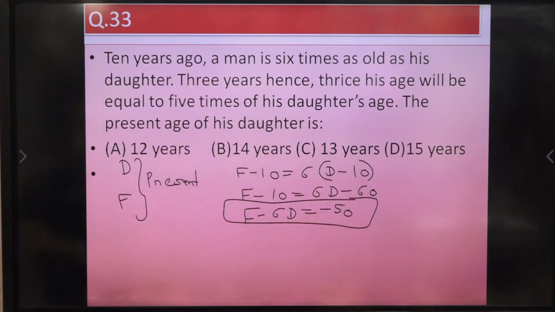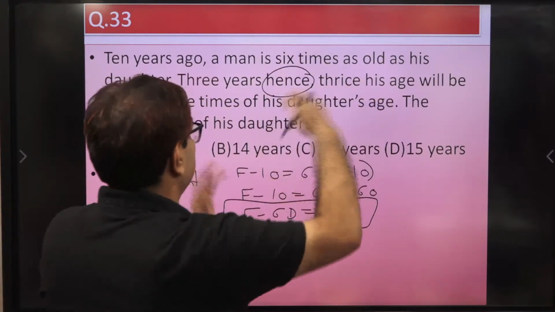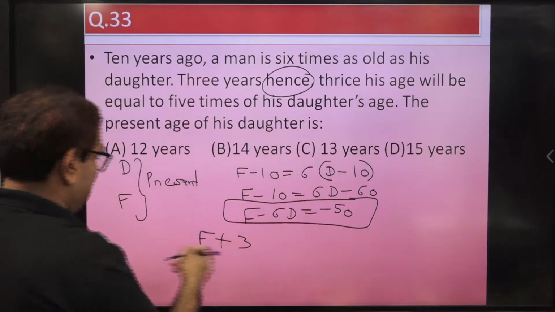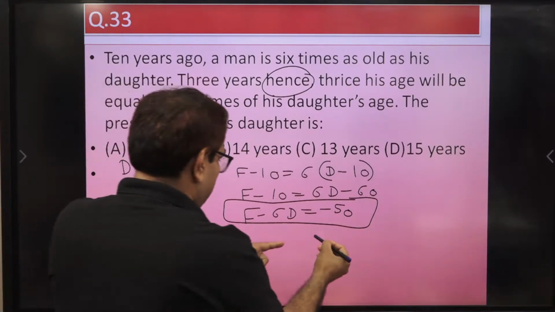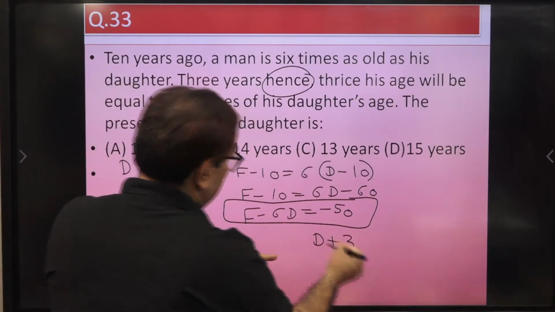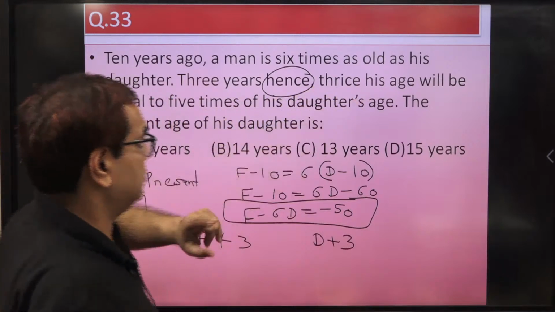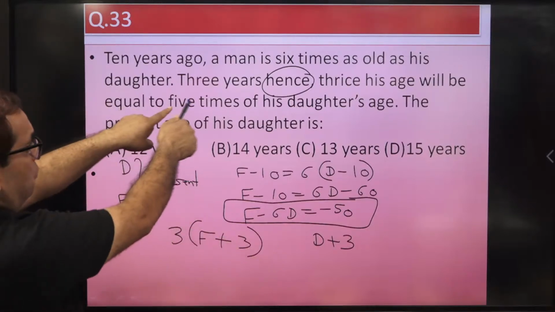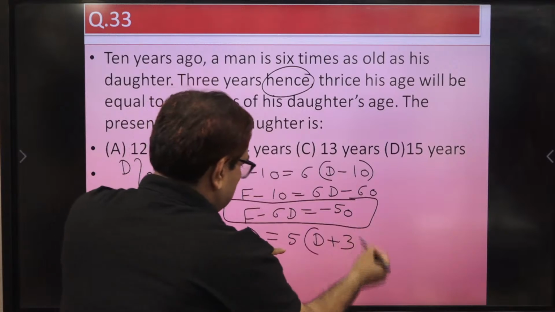Now 3 years hence means future. After 3 years, age of father will be F plus 3 and age of daughter will be D plus 3. Okay, so now what is the relation? 3 years hence, thrice his age. So thrice of this age will be equal to 5 times of his daughter's age. So this will be equal to 5 times of this.